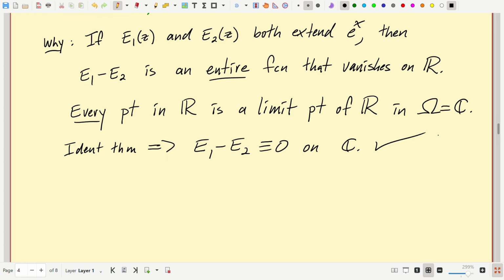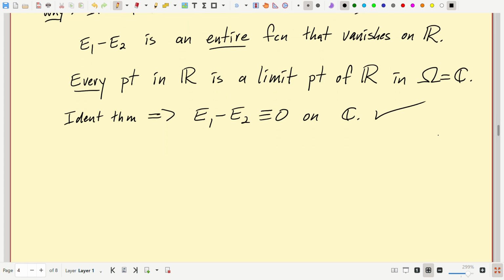Okay, same thing for any other function. In fact, any trig identity holds for complex angles.